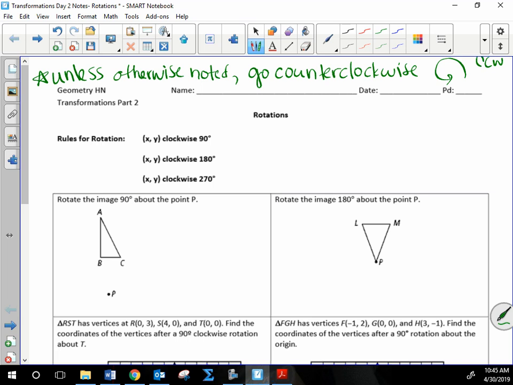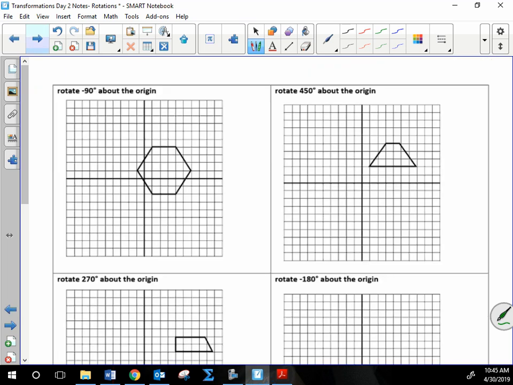Now sometimes, instead of telling you a different direction, they say rotate negative 90 degrees. So if our normal direction is counterclockwise, what do you think negative 90 means? This is the same thing as clockwise 90 degrees. So they will either specifically say clockwise, or they'll use the little negative sign to indicate that you go opposite of counterclockwise.